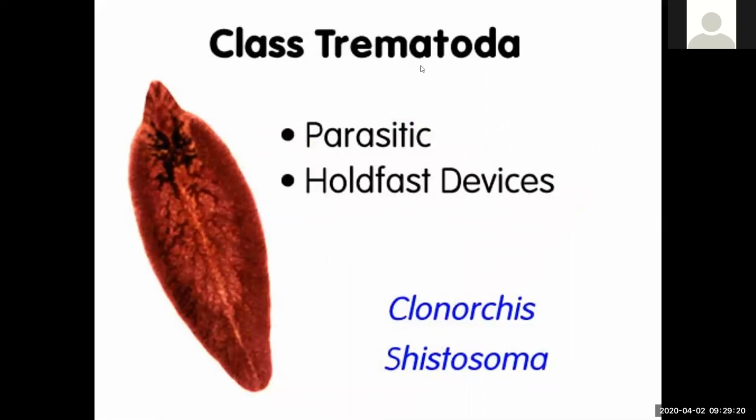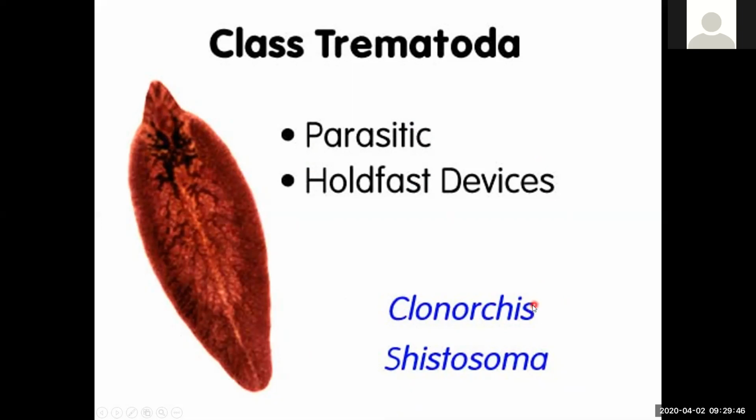Now, class Trematoda is definitely a parasitic organism, or set of organisms, and this is where we start talking about characteristics that help them live in a host. They have something called a holdfast device. And two of the types of animals that we talk about here are Clonorchis and Schistosoma.